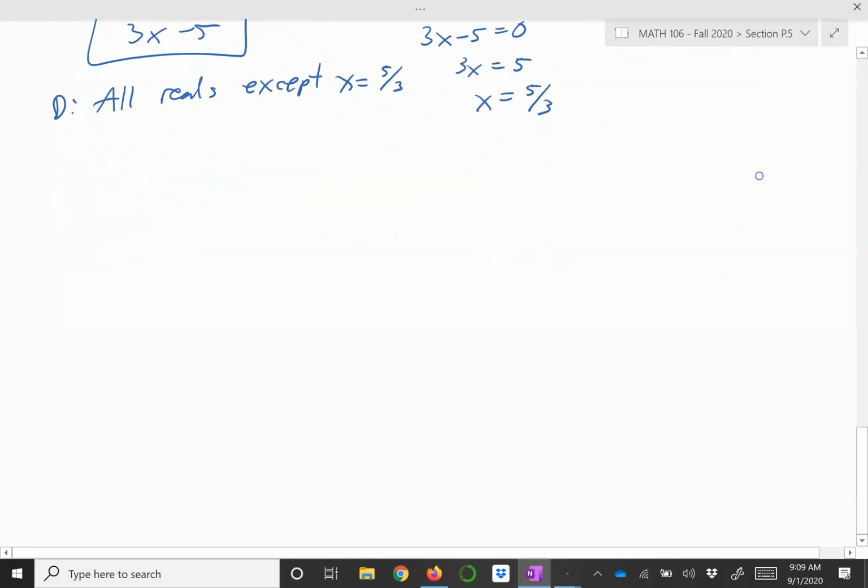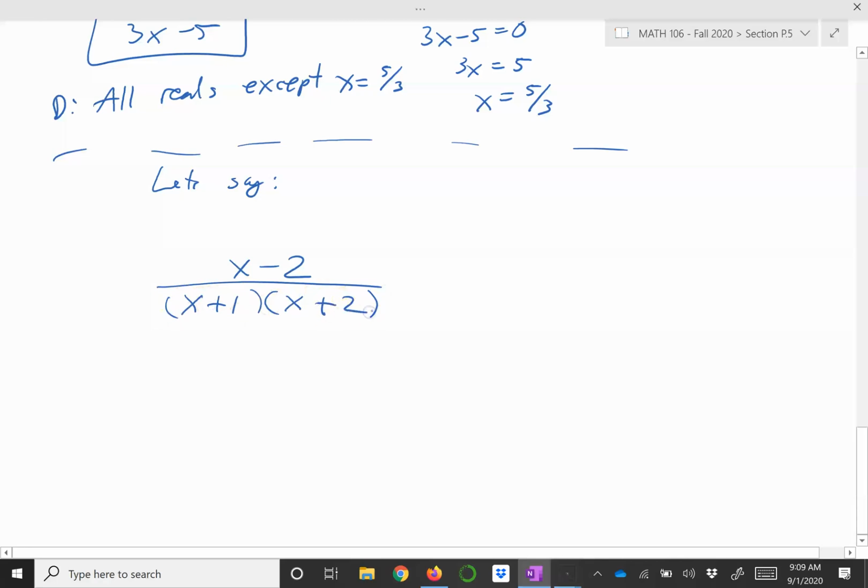Now something else could happen. So let's say this happens. You do your whole process and you get, so remember for domain, the numerator doesn't matter. So let's just say it's x minus 2. But this is what happens in the denominator. You get x plus 1, x plus 2, all right? Can't cancel anything out, right? But you have 2 terms in the denominator, right? So what does that mean for when you write your domain out?